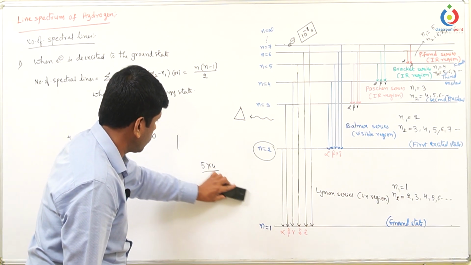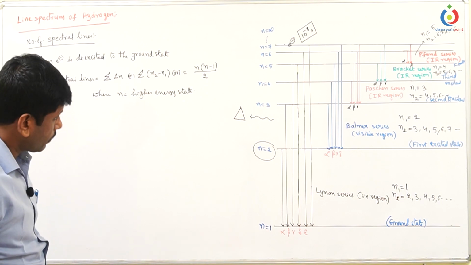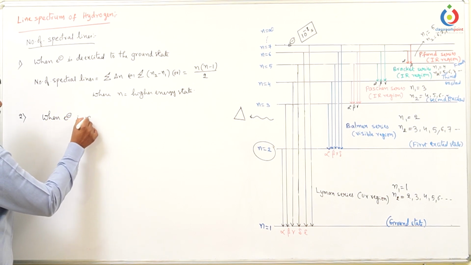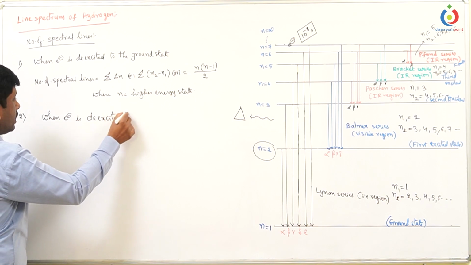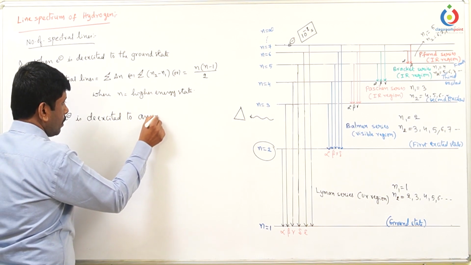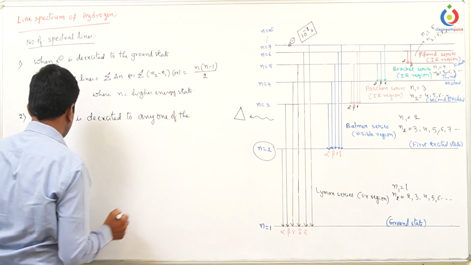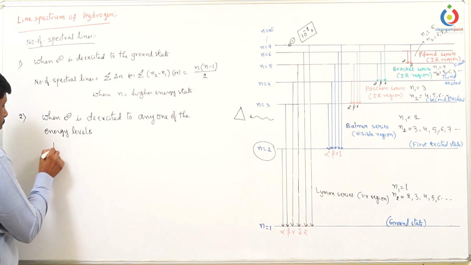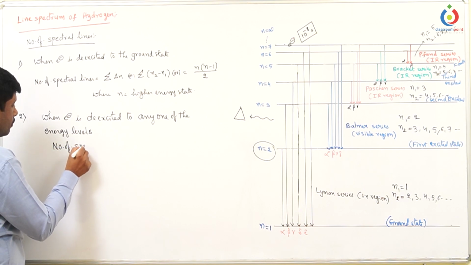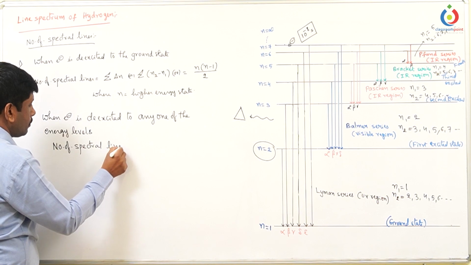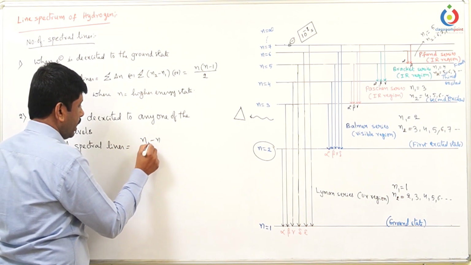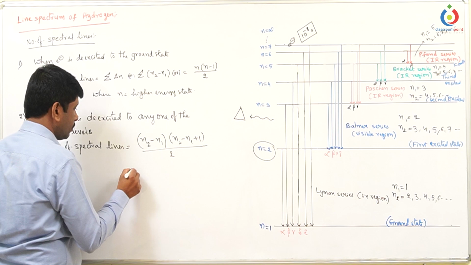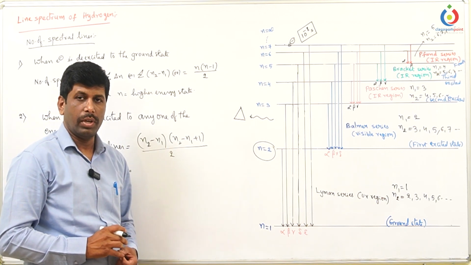Then the second one is when the electron is de-excited to any one of the energy levels, then the number of spectral lines equals n2 minus n1 into n2 minus n1 plus 1 divided by 2. So n2 is equal to the higher energy state, n1 is equal to the lower energy state.